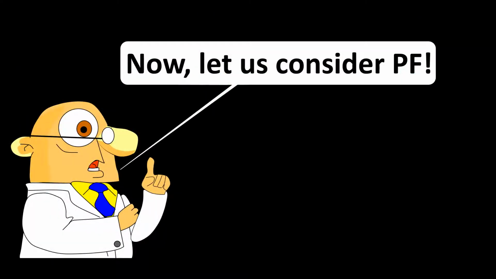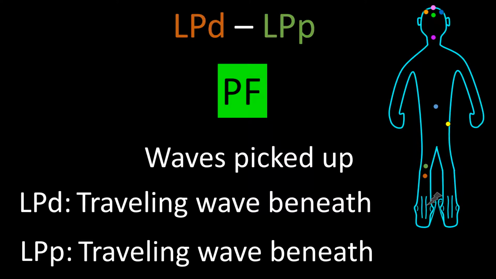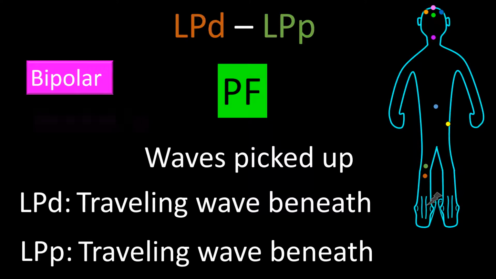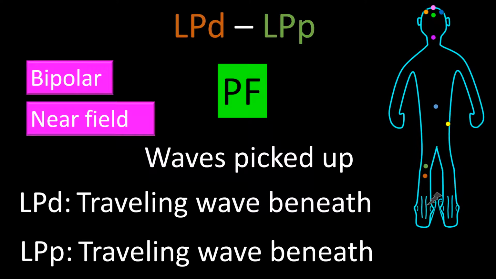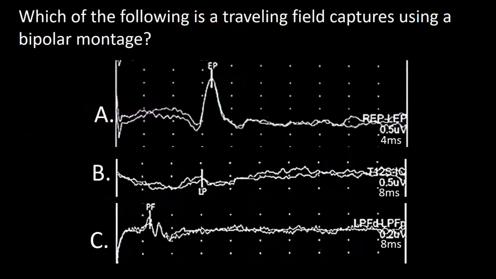Now let us consider PF. PF stands for popliteal fossa. The popliteal fossa recording captures the wave as it moves through the nerve. It is a bipolar recording because both electrodes are influenced by the same electrical field. And it is a near field because any change in electrode position will alter latency, amplitude, and morphology of the wave. This will be so regardless of the electrode that is changing position because of the proximity of both electrodes. So the answer to this question is C.